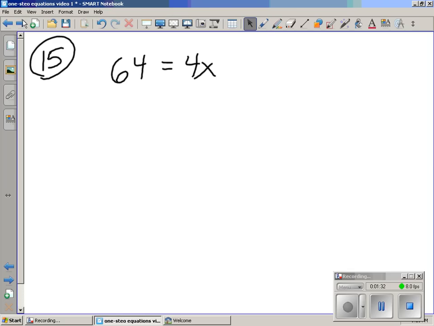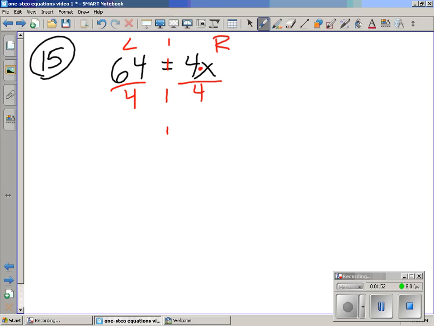Number 15. The x is on the right side. The problem number that is keeping x from being alone is the 4. And the operation going on between the 4 and the x is multiplication. The inverse operation or opposite operation of multiplication is division. You divide each side by 4.